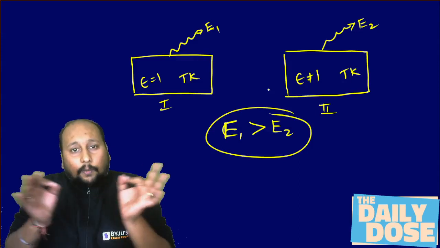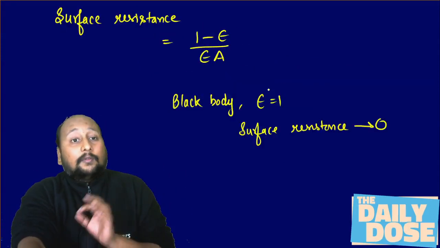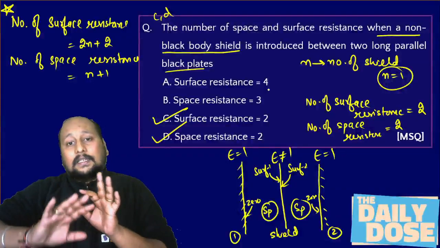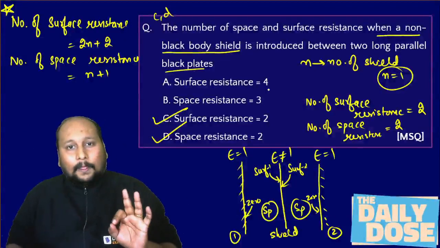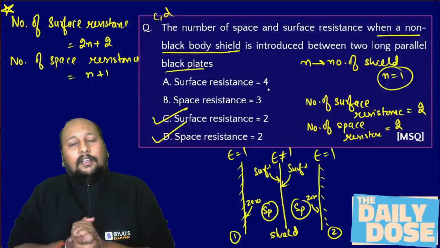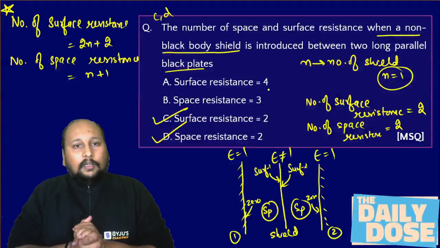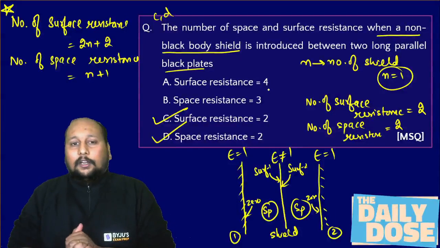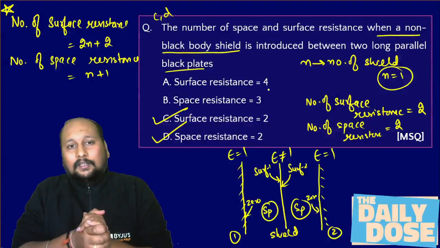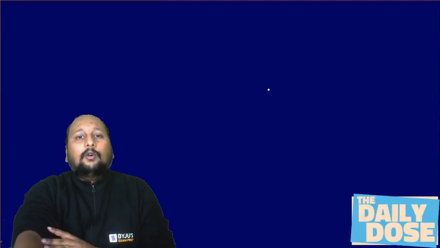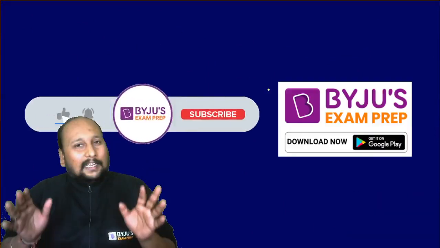Okay, so I hope now you have understood the concept of surface resistance, space resistance, and the black body. So combined, if I see these three concepts, we are able to solve this question. So the final answer is option C and option D, that is surface and space resistance. Okay, so this is all about today's daily dose from radiation heat transfer.